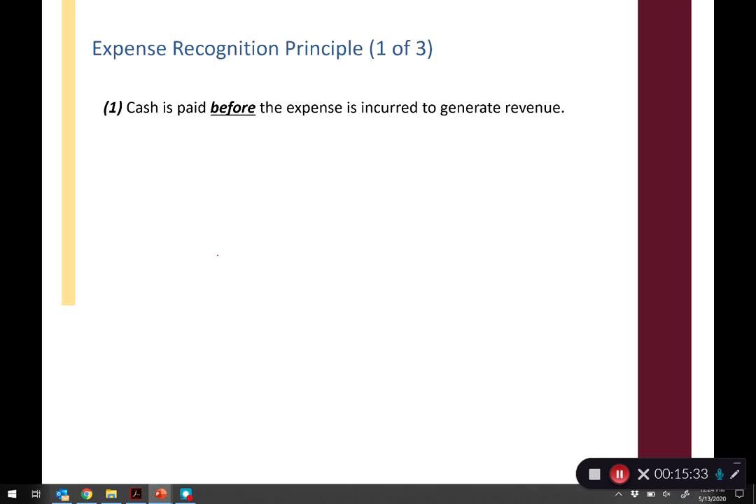So if cash is paid before the expense is incurred, what's going to happen to our accounting equation? Well, let's write it up. If we paid cash, cash is going to go down, but if we haven't used the expense yet, we get a future benefit because we're going to get to use it in the future. So we call that a prepaid expense, which is an asset. You may remember from way back in chapter 1.